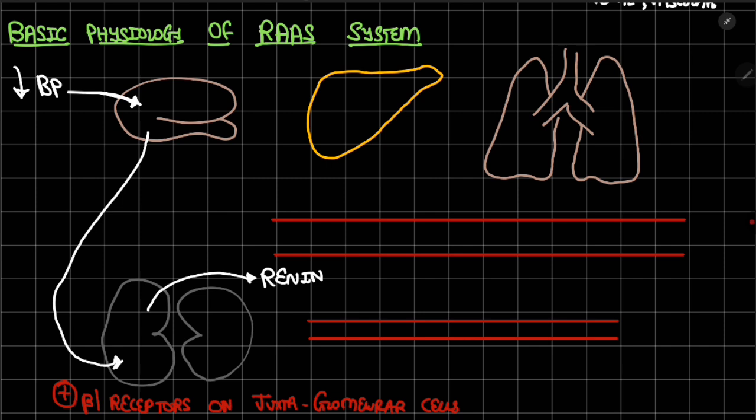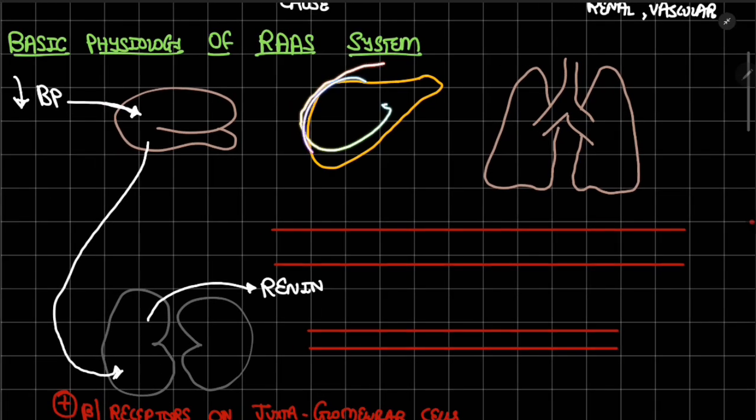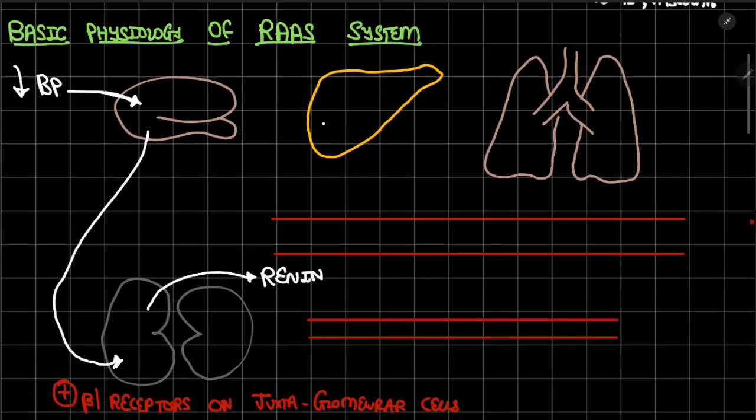Side by side, the liver synthesizes a thing called angiotensinogen. It will secrete this angiotensinogen, and this renin will carry out a reaction. It will convert this angiotensinogen to angiotensin 1.